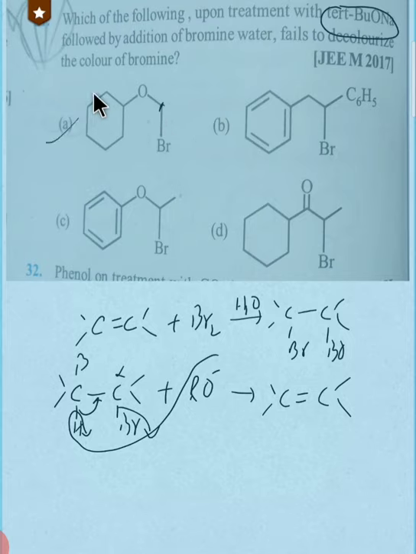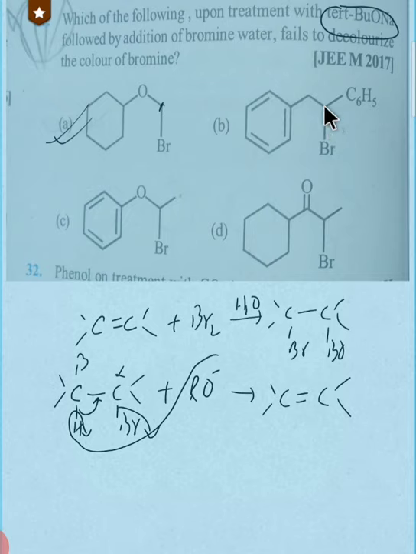So the correct option is A, because there is no double bond that will be formed by reacting with tertiary butoxide in this case, so there will be no decolorization of bromine water. Means the product formed by reacting this compound with this tertiary butoxide will not react with bromine water because it lacks the double bond.